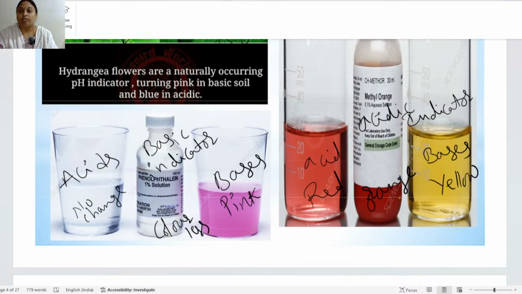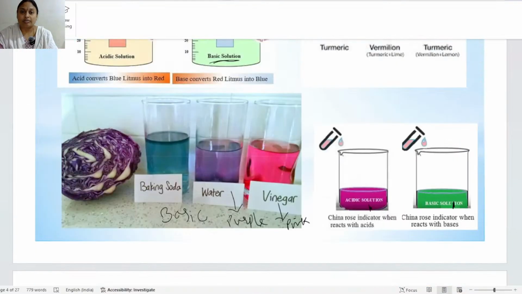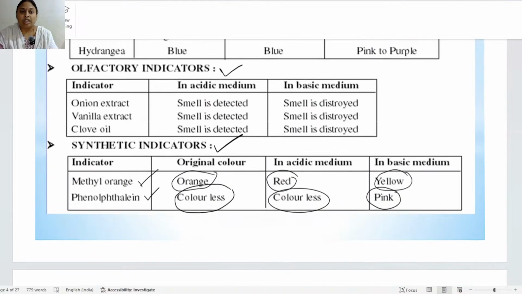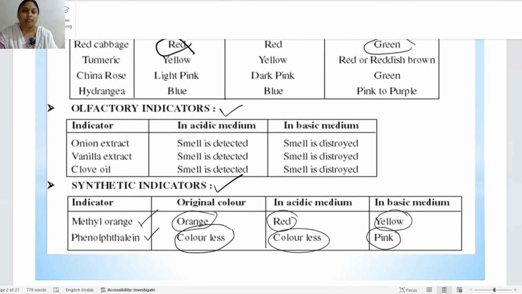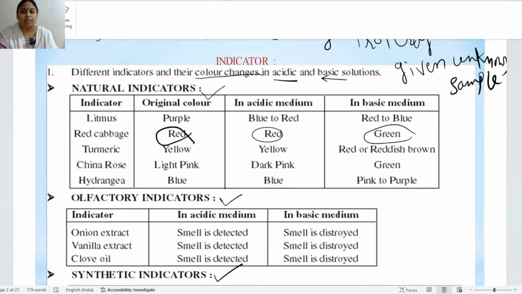So now we will go for the olfactory indicators. These are totally different from synthetic indicators as well as natural indicators. Olfactory indicators function based upon the smell. The principle behind olfactory indicators is smell detection. The examples are onion extract, vanilla extract and clove oil.